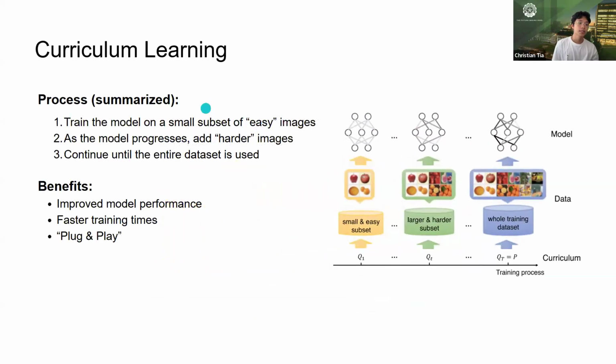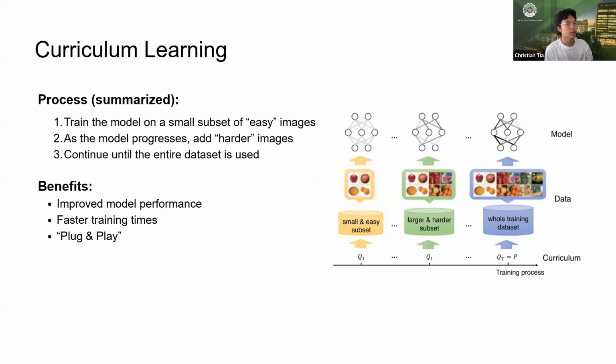So yeah, that's the process that I've summarized. You train the model on a small subset of easy images, and then as it progresses, you add on the harder images, and you continue until the entire data set is used up. There's three main benefits to this, and we'll go into why these benefits come about in later slides. The first benefit is that it can lead to improved model performance, and second, it can lead to faster training times.